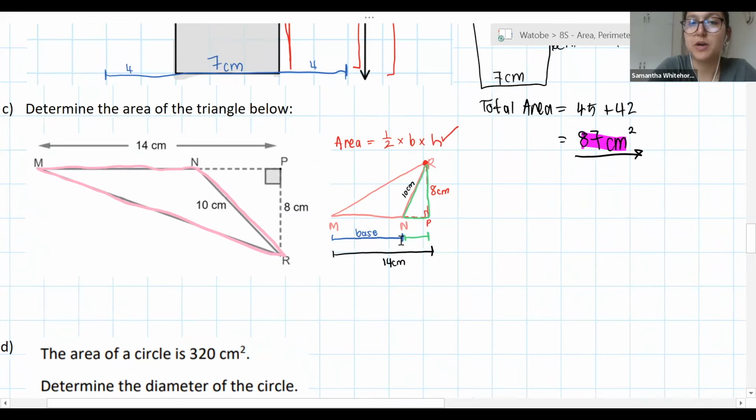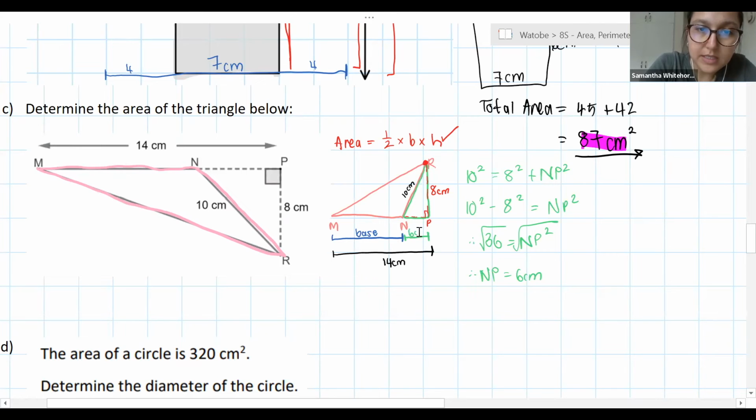Sure. Right, Emmanuel has put it in the chat for us. Theo has as well. It is 6 centimeters, just so that you can see how it would be done. Hypotenuse squared, which is 10 squared, is equal to 8 squared plus NP squared, because of Pythagoras. So NP squared is 10 squared minus 8 squared, which means that NP squared is equal to 36. We square root both sides to get NP alone, and so NP is equal to 6 centimeters.